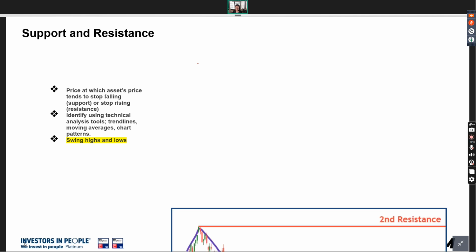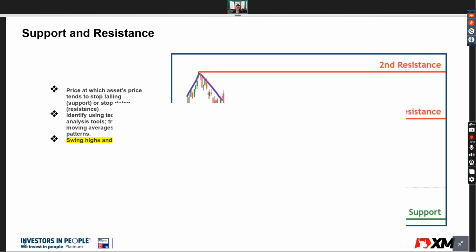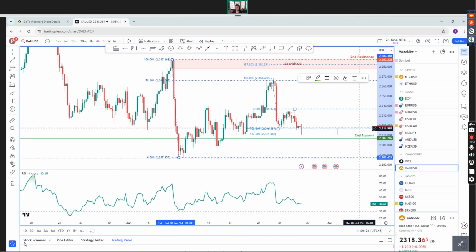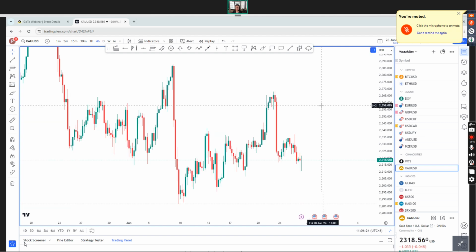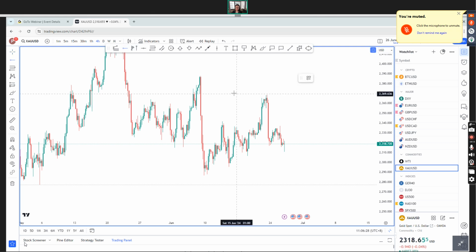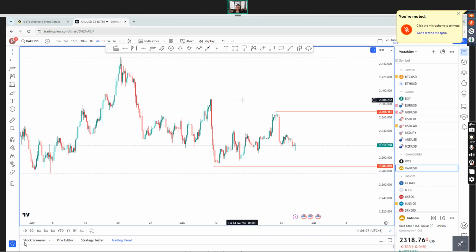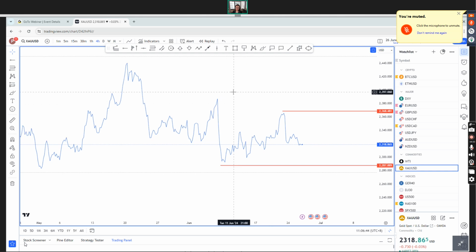If you use support and resistance based on a swing high or swing low, it's only one swing. Usually I think that is not strong enough. For example, let's remove this over here. Here, this could be swing high resistance, and this could be swing low resistance. If you have difficulty finding support and resistance, you can switch to the line chart.